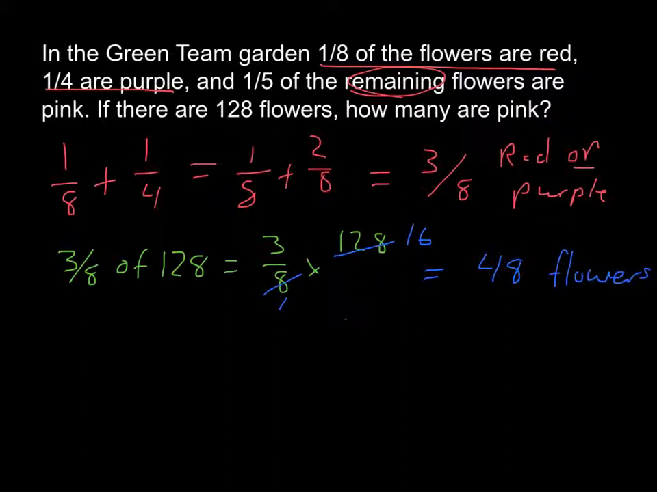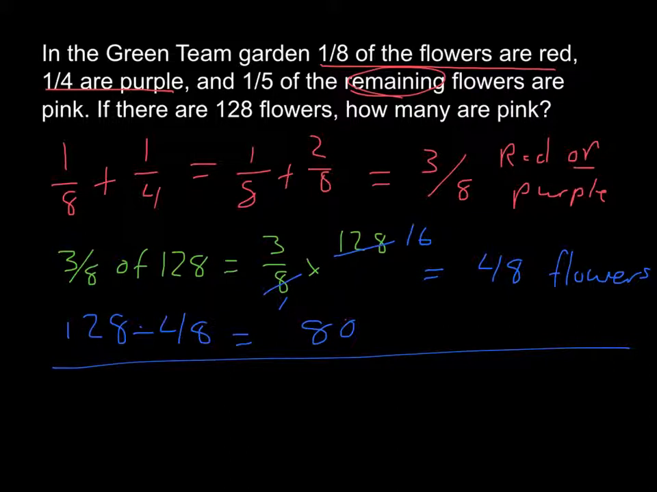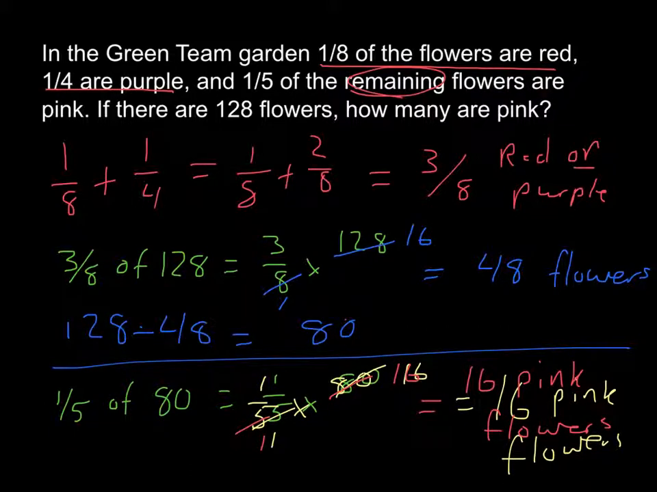So if I have 128 and I take away 48, I see that there are 80 flowers remaining. Now I have another step I need to do. It is 1/5 of the remaining flowers, which is 1/5 of 80, which I can solve again. So when I solve this 1/5 of 80, I can cross simplify. 5 goes into 80 16 times, 5 goes into 5 once. So I have 16 pink flowers.